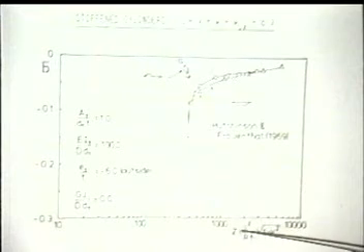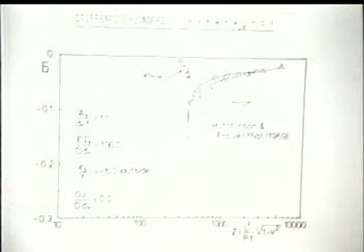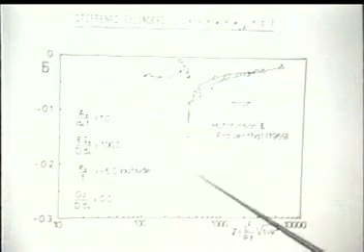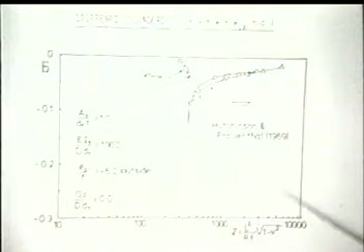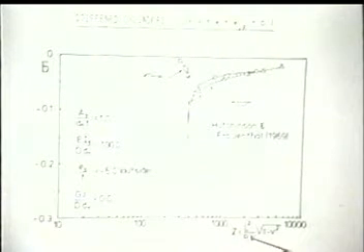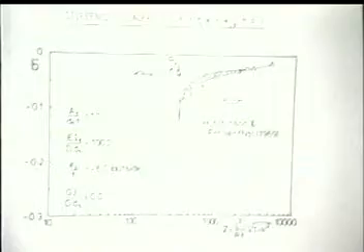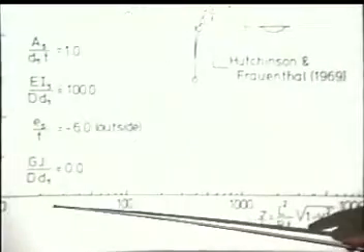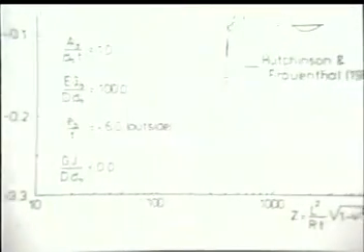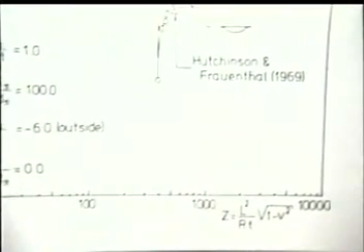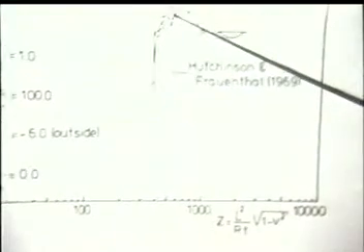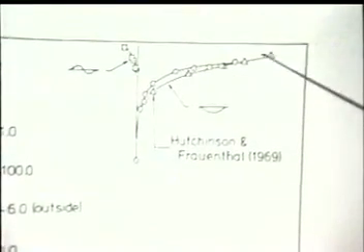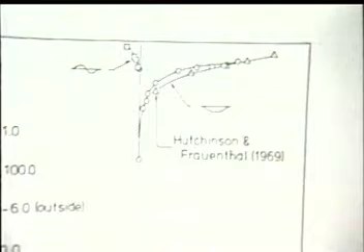And remember, the Batdorf Z parameter can be looked upon as a measure of how long the cylinder is, because if you assume that you keep R and T, the radius and thickness, constant, then the variation of L, the length squared, puts you either in the short shell region or the long shell region. I show you here the curve obtained by Hutchinson and Frauenthal in 1969.